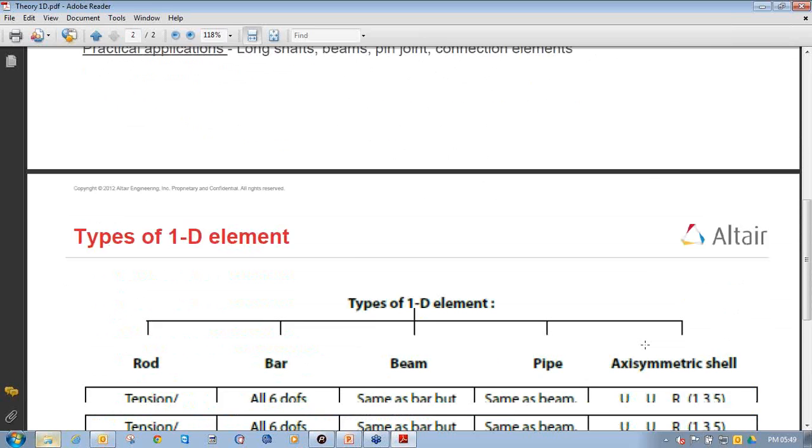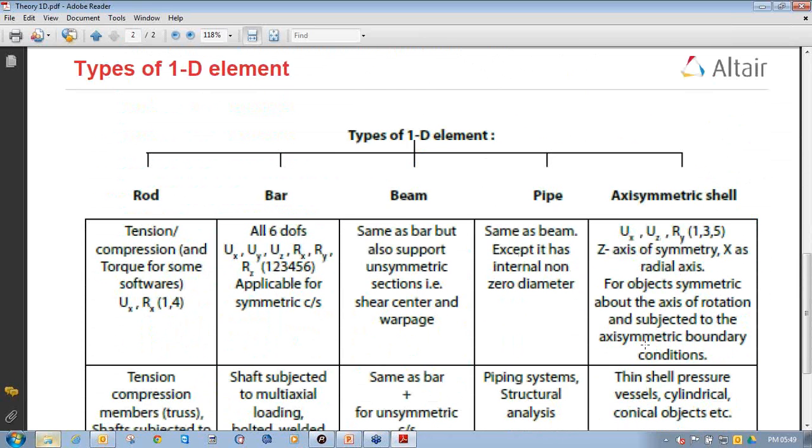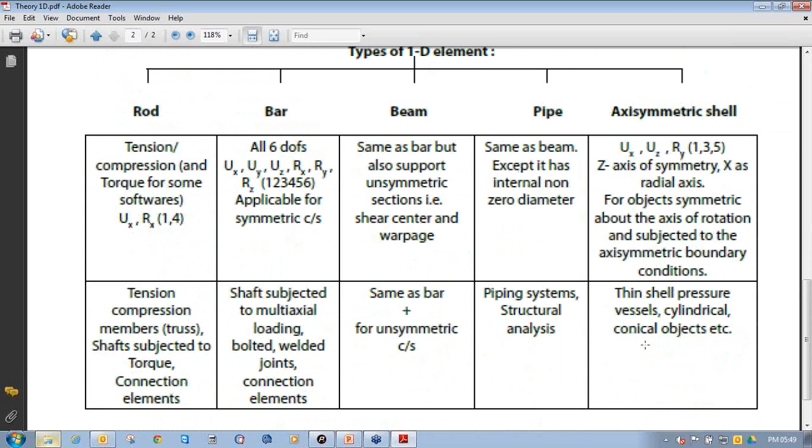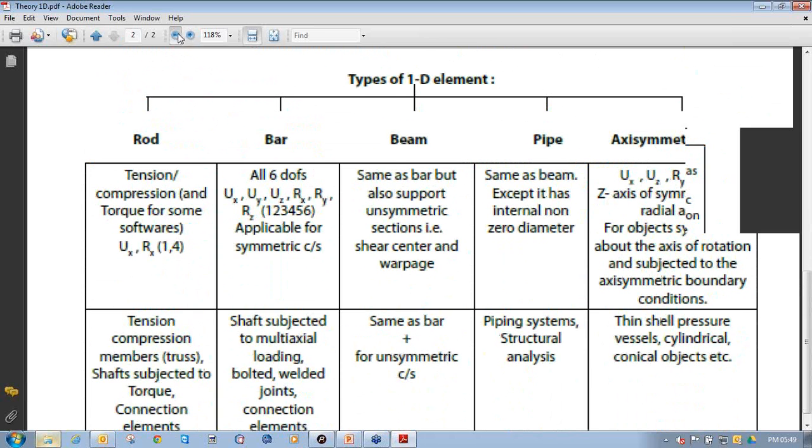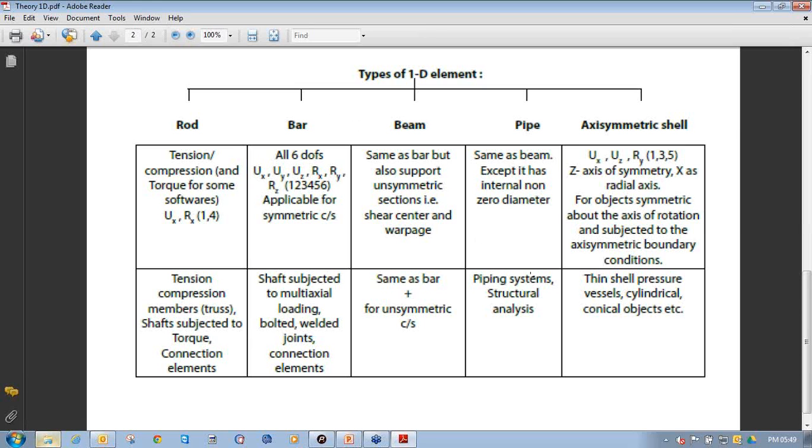Then we move towards the next topic, that is the types of 1D element. There are different types of 1D element available in HyperMesh. So they are as follows. We'll start one by one. So we'll start with rod.